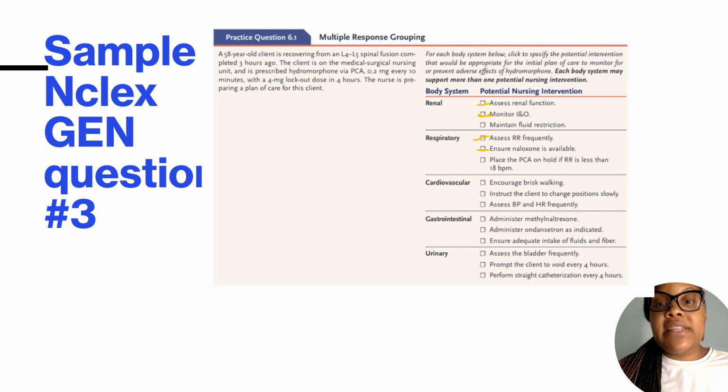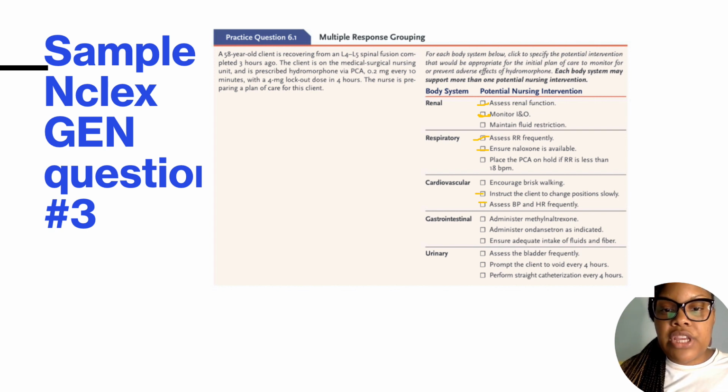Yes, because guess what? Hydromorphone can decrease blood pressure, right? So that's why we would assess the blood pressure and the heart rate frequently, that we can have decreased blood pressure and decreased heart rate due to this medication. So that's why it's going to be good to frequently check that patient's vitals while they're on that continuous pain medication, right?